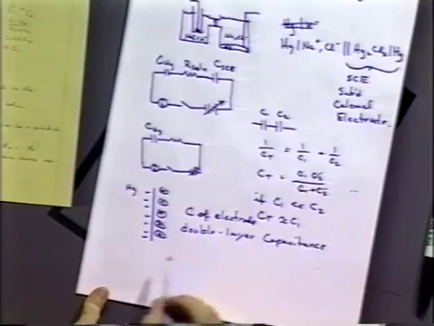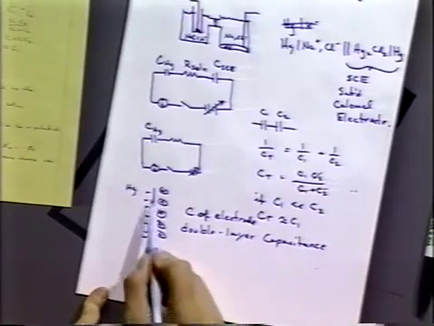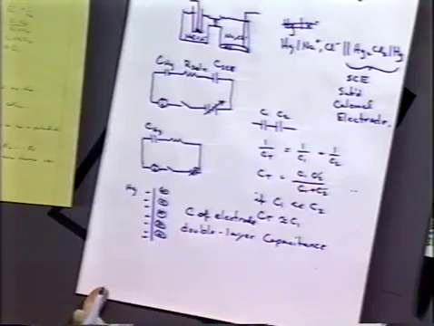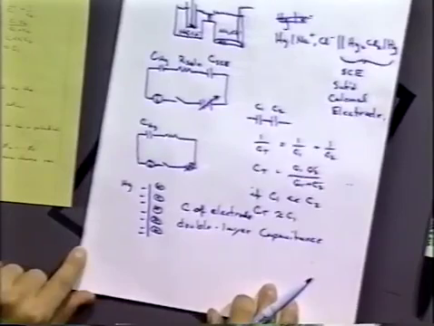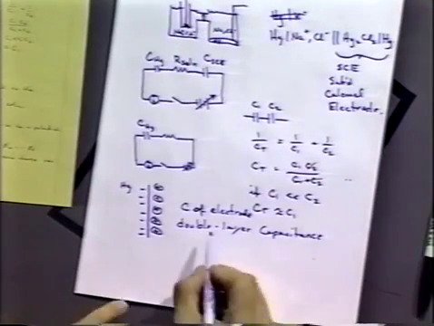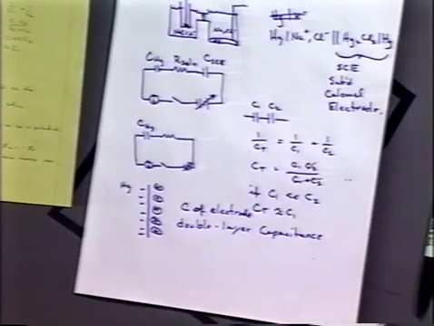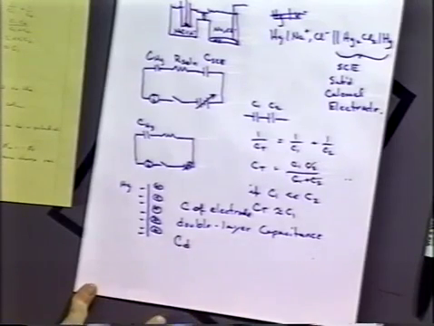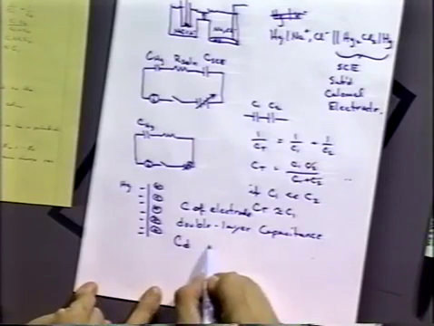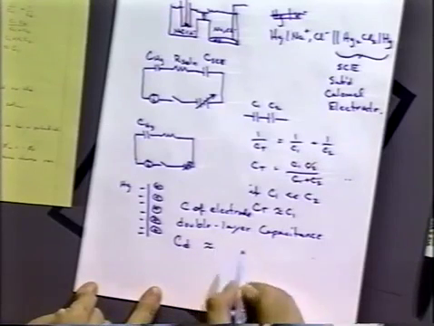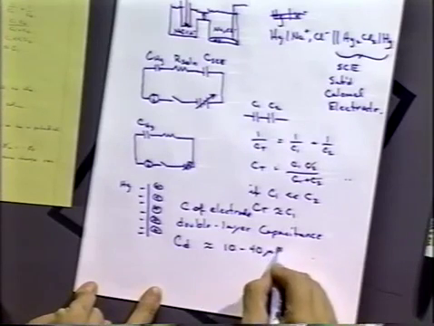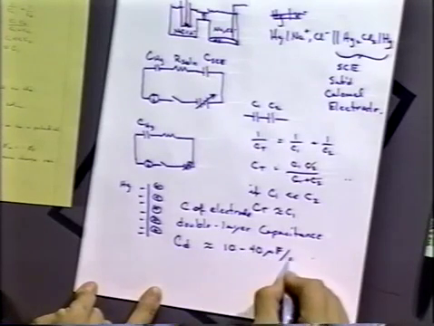Why is it called that? Well, you can see there's a double layer. There's a layer of charge on one side of the electrode, and there's another layer of charge on the other side of the electrode. So this charge is a double layer. And so electrochemists are always talking about the double layer capacitance of their electrode. We abbreviate that by C sub D, and that is typically equal to 10 to 40 microfarads per square centimeter.